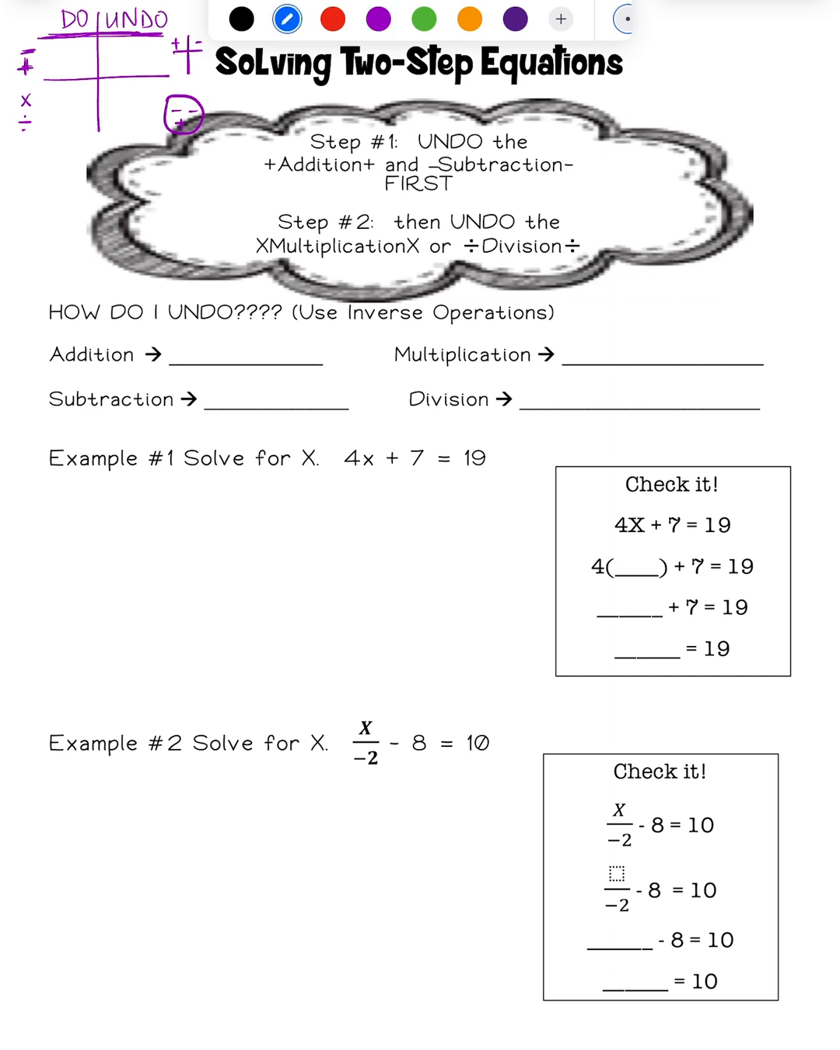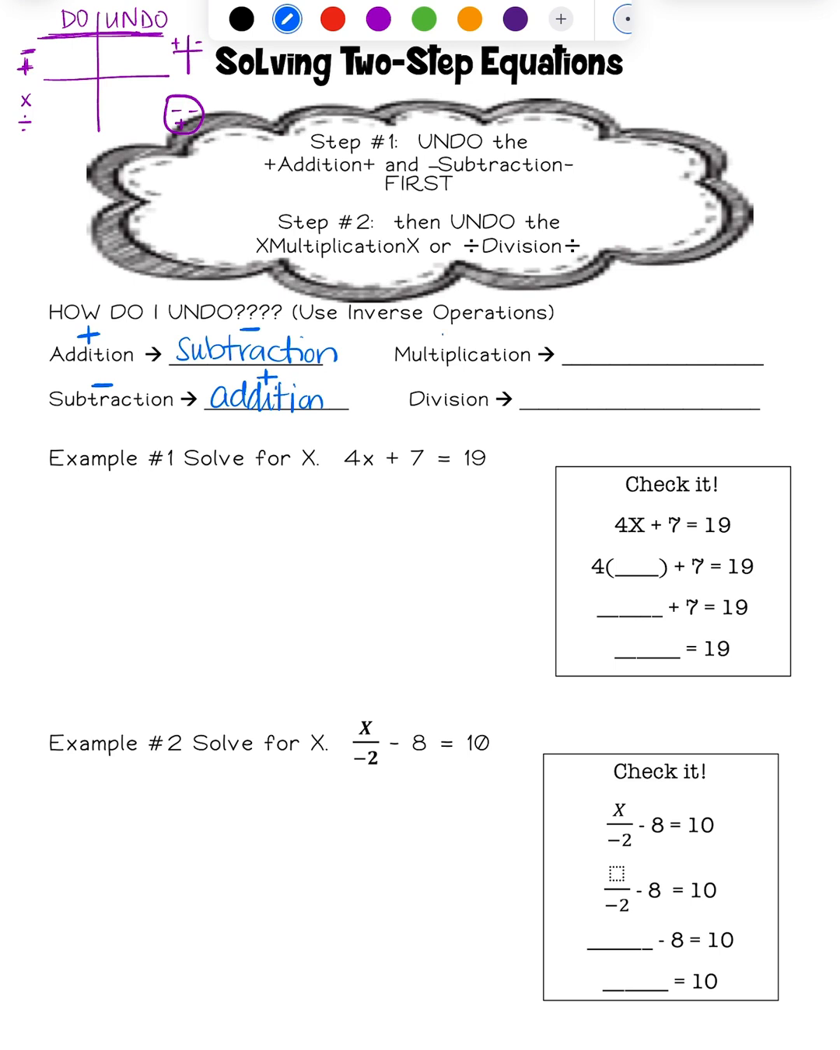So before we get started, let's talk about how do I undo? How do I make the inverse operation? So last year we learned that inverse operations are just opposites. So what is the opposite of adding? Well, the opposite of adding is subtracting, so subtraction. Okay, so if they're adding, then we need to subtract to get rid of that item. And then if they're subtracting, well, then the opposite would be addition. Okay, so if they're subtracting, then we will add.